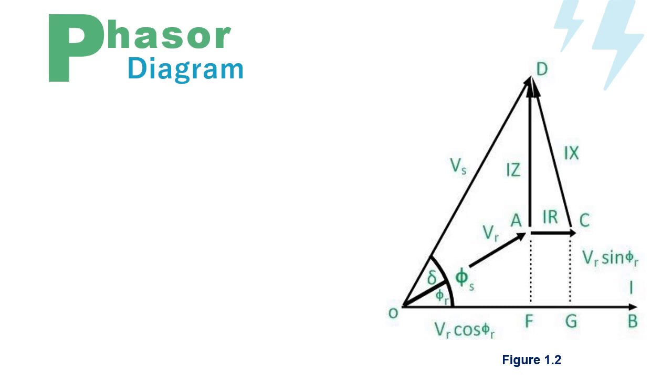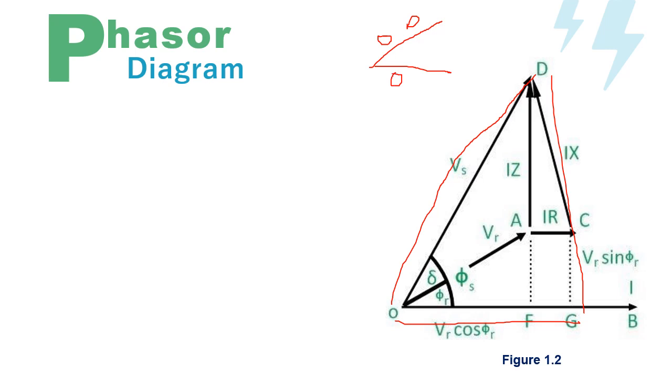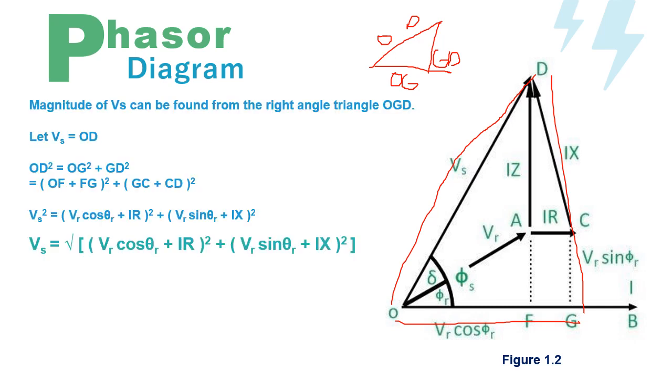The magnitude of sending end voltage can be found from the right triangle OGD. I'll draw a separate triangle to represent it clearly. So, this will be the hypotenuse, which is the OD. The base will be the OG. And as for the height, this will be the GD. Now let's start deriving the sending end voltage by letting the sending end voltage equal OD.